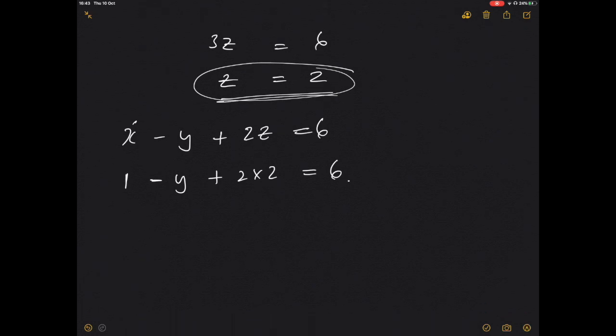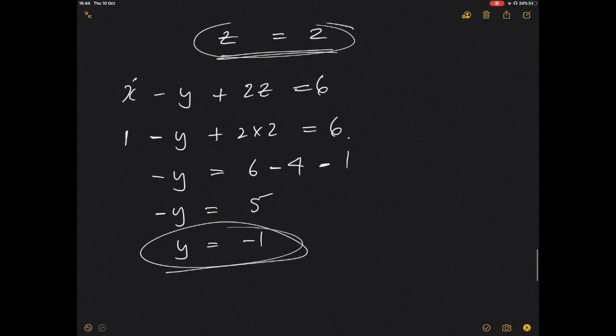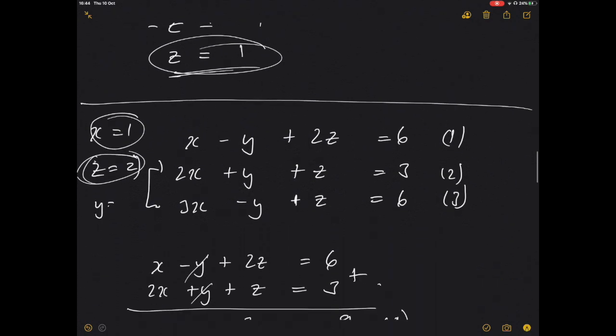So then we can begin to tidy this up a little bit. So we find our value for y, which would mean that minus y equals 6 minus 4 minus 1. So minus y equals 1. Therefore, y equals minus 1. So we now have the solutions to our problem. All the way to the top, y equals minus 1, and this can be checked.